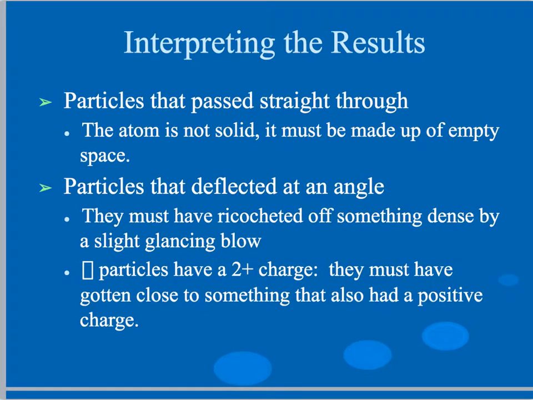So once Rutherford got these crazy results, his next task was to interpret them. So he looked at each group of alpha particles and tried to figure out what that behavior meant about the atom itself. First of all, he said that the particles that passed straight through indicated that the atom wasn't solid. It must be made up of a lot of empty space, because a lot of particles pass straight through.